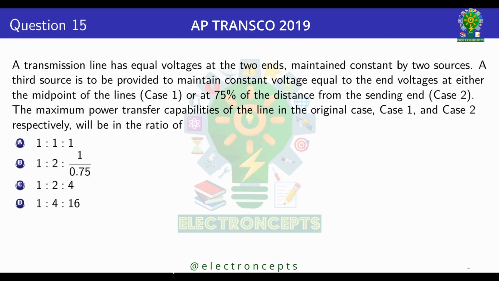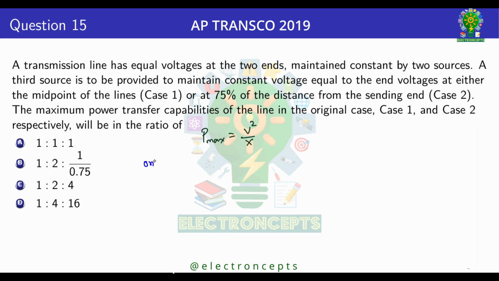Question number 15. A transmission line has equal voltages at the two ends, maintained constant by two sources. A third source is to be provided to maintain constant voltage equal to the end voltages at the midpoint of the line, that is case 1, and at 75% of the distance from the sending end, that is case 2. We need to find the maximum power transfer capabilities of the line in the original case, case 1 and case 2 respectively. We know that the maximum power transfer capability Pmax is equal to V square by X.